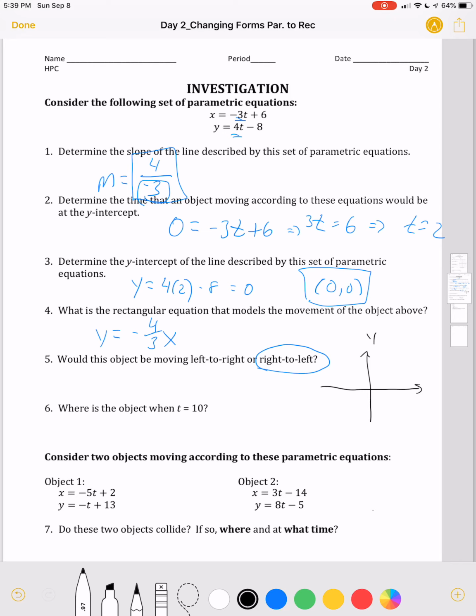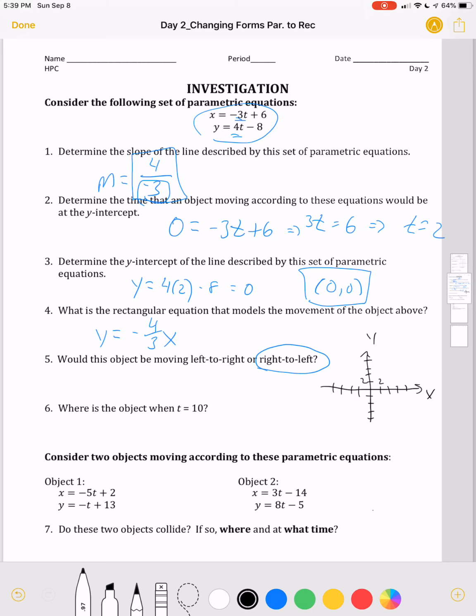So here's your standard XY plane. If we go with time t equals 0, that's going to be off my graph. So t equals 0 will be the point (6, -8) if you plug 0 into these equations up here. So let's count every one of these hash marks down here by 2's. Let's call these 2's.